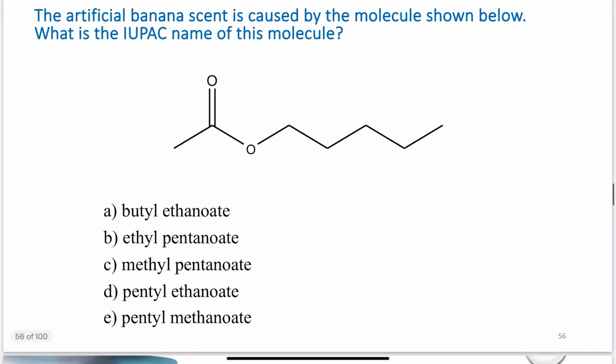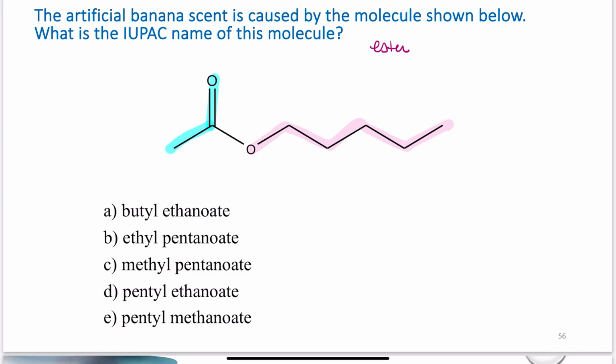And the last example in this unit, the artificial banana scent is caused by the molecule shown below. What is the IUPAC name of this molecule? So I can recognize this as an ester. I recognize it's an ester because I have that carbonyl carbon, the oxygen, the chains on either side. It's definitely an ester. I know esters are named by finding the alcohol group first and naming that, and then finding the carboxylic acid group second. The alcohol group includes the singly bonded oxygen and everything past it. The carboxylic acid group includes the carbonyl carbon and anything to the other side of that.